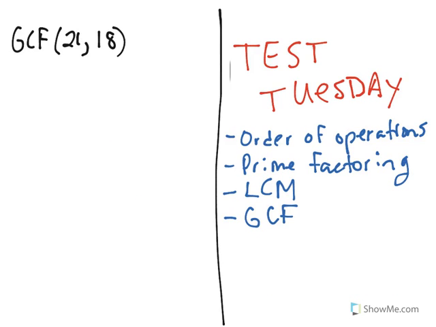Okay, one more. Find the greatest common factor of 21 and 18. You should be getting a pop-up box now. Okay, so if you solved it, let us go ahead and do it together.